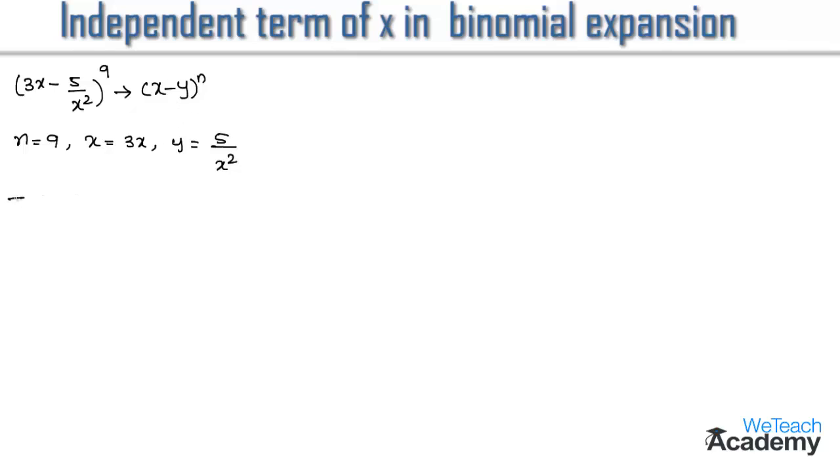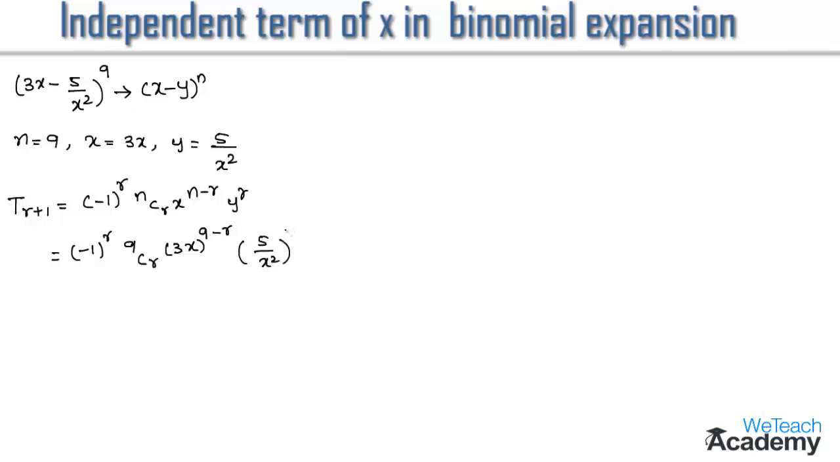So we know that the general term in the expansion of (x − y)^n is given by T_(r+1) = (−1)^r × nCr × x^(n−r) × y^r. Now let us substitute the values of n, x and y in the formula. We get (−1)^r × 9Cr × (3x)^(9−r) × (5/x²)^r.